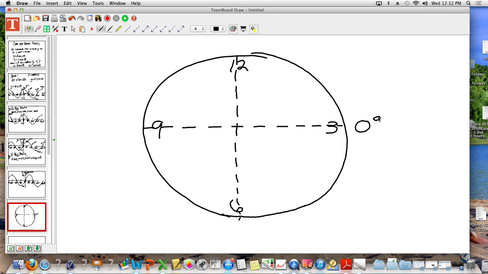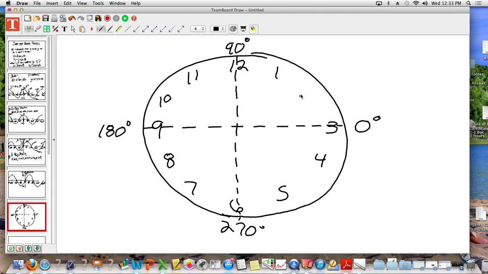What about up here at noon or midnight? What is that? 90. What about over here at 9? 180. And then what about at the bottom? 270. That's 270 degrees. All right, so let's go in and fill in our 4 and our 5 and 7 and 8 and so on. Fill in all your missing numbers. This should look oddly familiar to you.